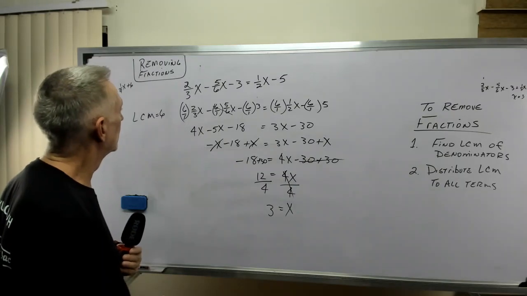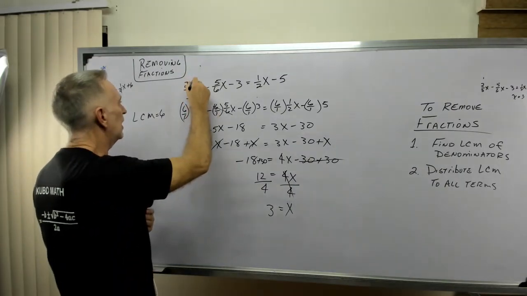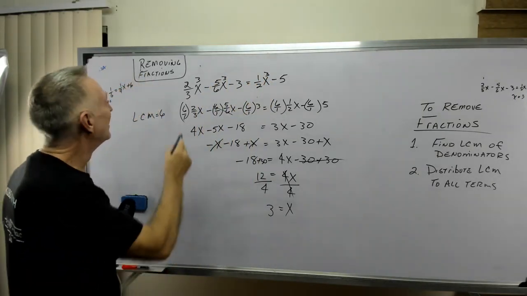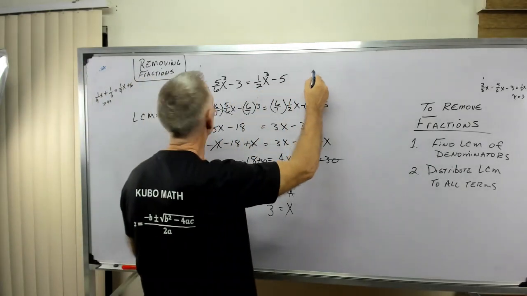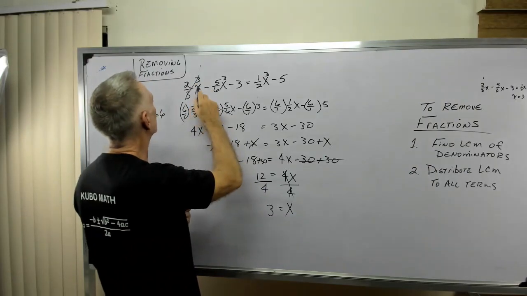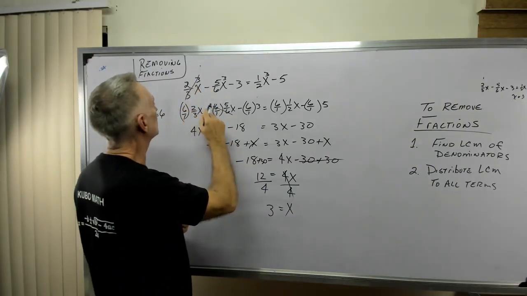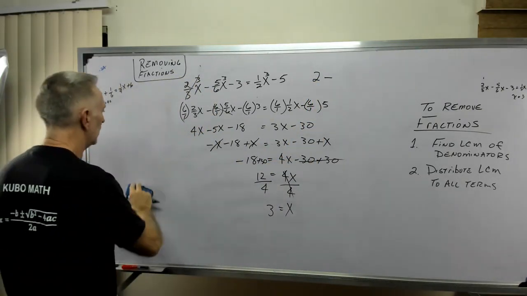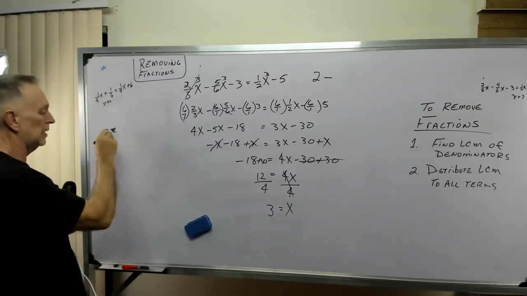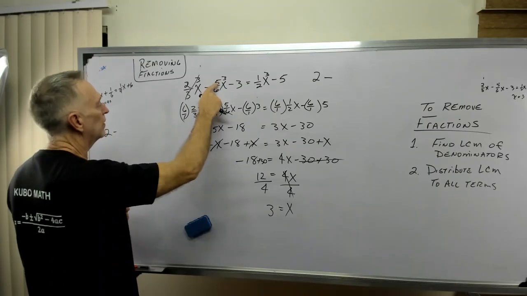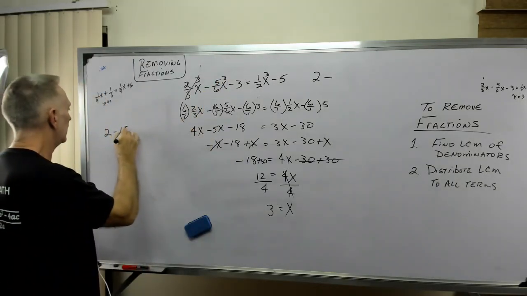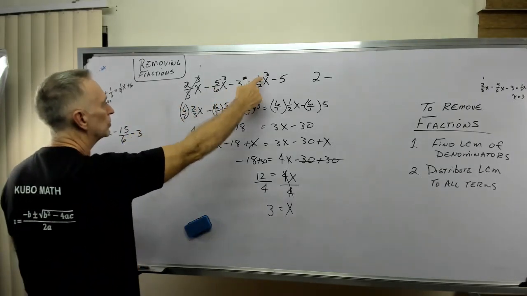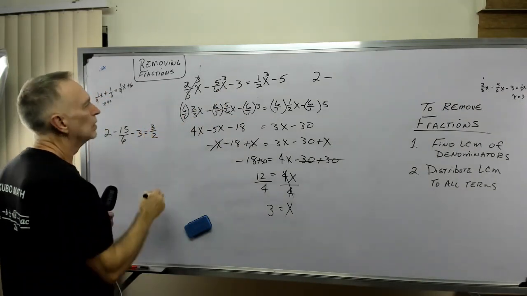Well, let's try going back to the top with that. Everywhere there's an x, I'm going to put a 3, and let's see what happens. Okay, 2 times 3 is 6. 6 divided by 3 is 2. So I end up with 2 minus 5 times 3 is 15 over 6. Oh, minus 3. And that equals 3 over 2 minus 5.